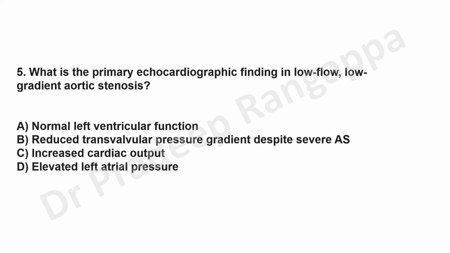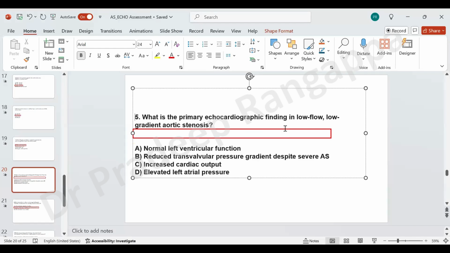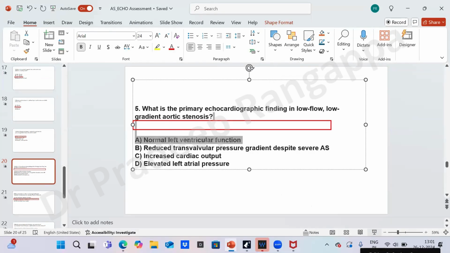Maybe I'll ask Yashaswini, my other trainee. What is the primary echocardiographic finding in low flow, low gradient aortic stenosis? Is it normal LV function, reduced transvalvular pressure gradient despite severe AS, increased cardiac output, or elevated left atrial pressure? So the answer is B: reduced transvalvular pressure gradient despite severe aortic stenosis.